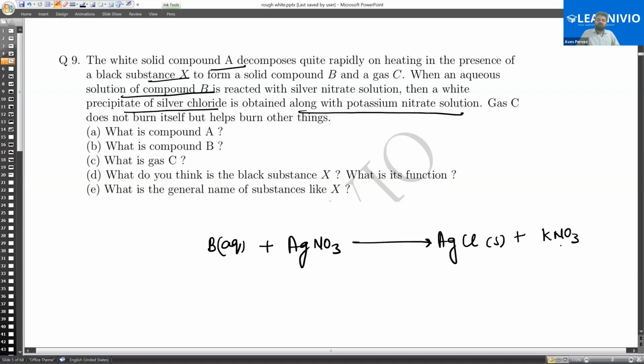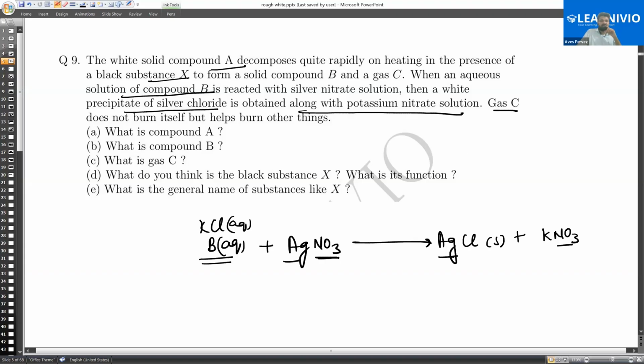So you know that this NO3 group comes from this one and this Ag group comes from this one. But where do this Cl and K come from? They must come from potassium chloride. So B must be KCl aqueous solution. It is a double displacement reaction. Are you getting the point? Understood? Yes. Okay.